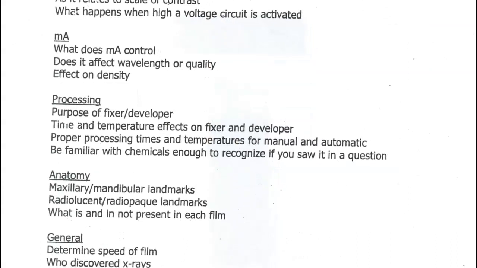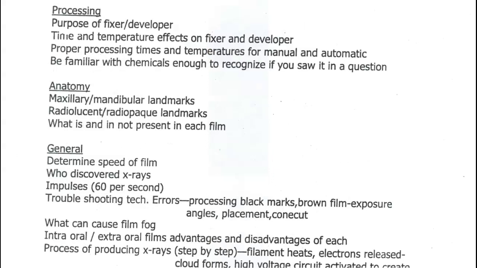Let's see. The next item on this list is processing. So with processing, go back through the handouts that you had provided in the class when we talked about film and processing, because you'll need to know the purpose of the fixer and the developer, what each one of those chemicals do and how they affect the film, and what part of the processing is controlled by either the fixer or the developer. You'll need to know your times and temperatures, how those affect the fixer and the developer.